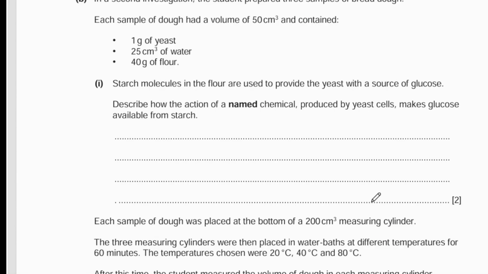Okay. In the second investigation, the student prepared 3 samples of bread dough. We have done a similar question in P4 as well. Each sample of dough had a volume of 50 cubic centimeters and contained 1 gram of yeast, 25 cubic centimeters of water and 40 grams of flour. Starch molecules in the flour are used to provide the yeast with a source of glucose. Describe how the action of a named chemical makes glucose available. It means something else is there. What is that named chemical that releases it?